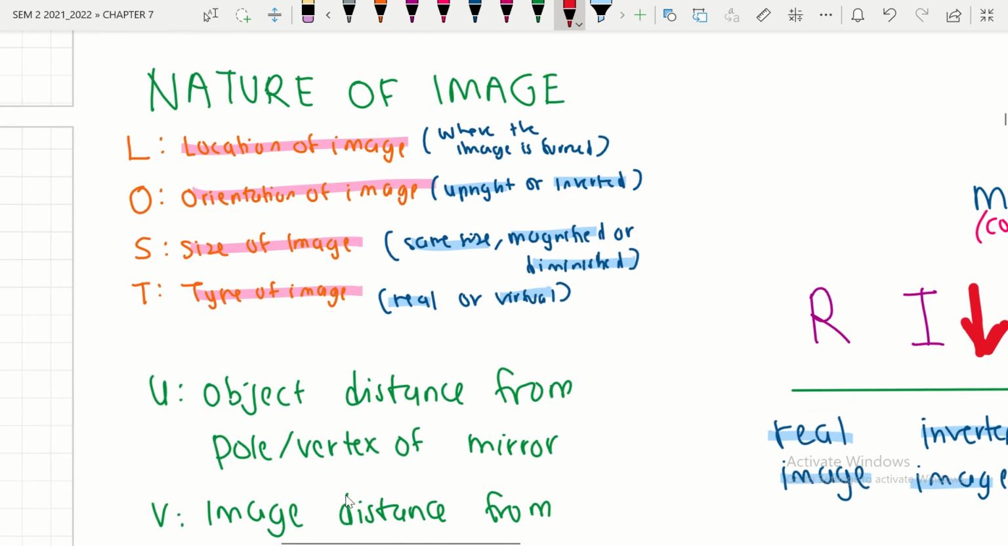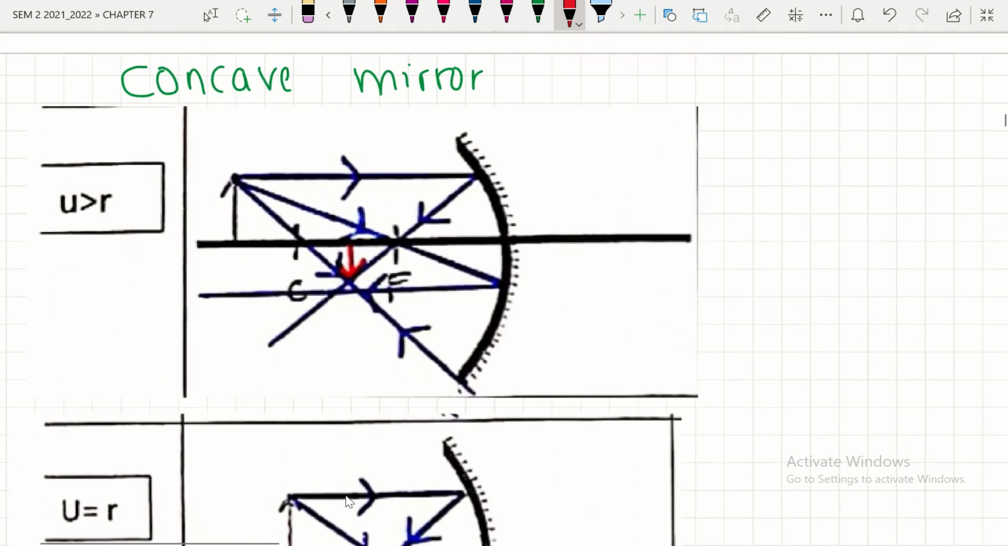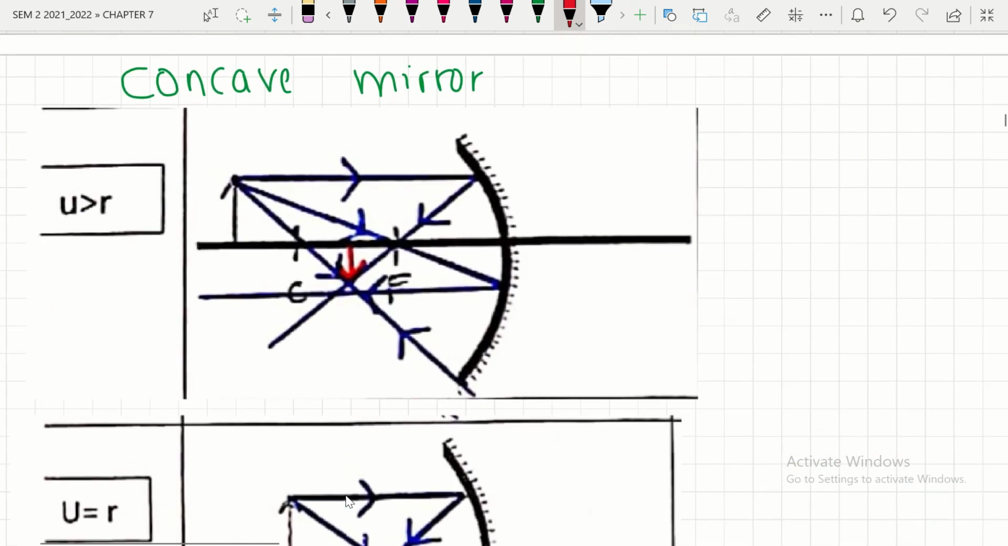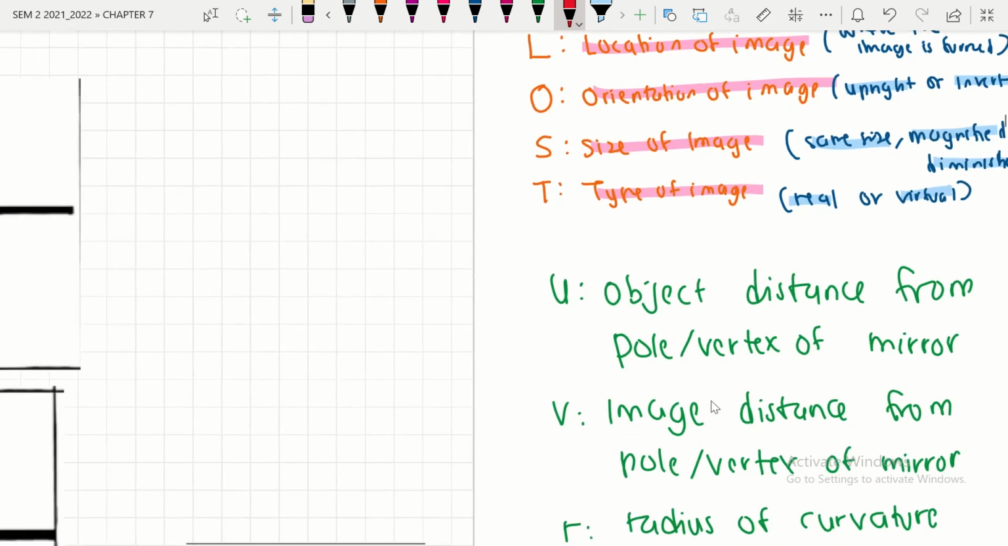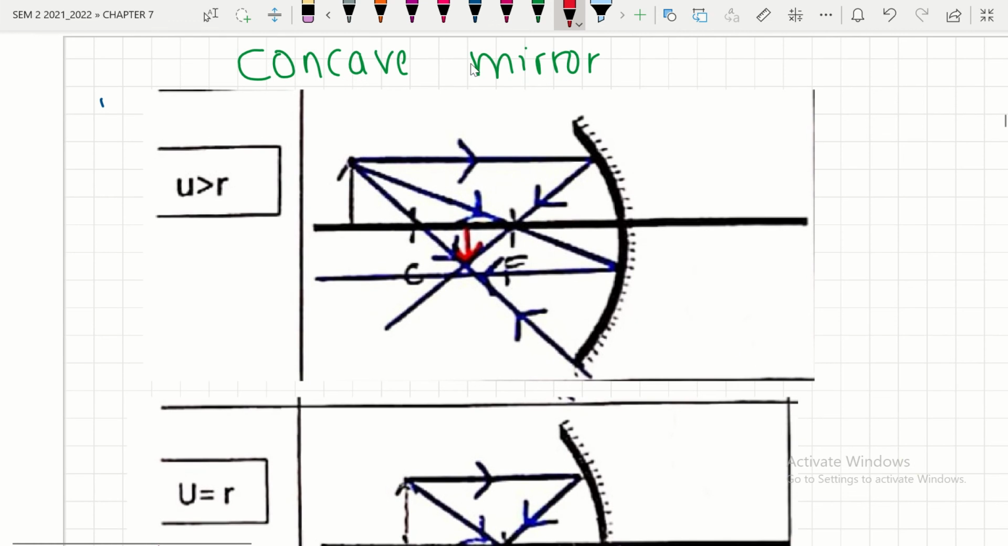Okay, so now Miss akan tunjuk macam mana kita nak draw ray diagrams untuk dapatkan image untuk setiap case. So meaning kita akan letak objek dia dekat distance yang berlainan. Okay, let's start with the first one. Object distance adalah lebih besar daripada radius of curvature. So ingat balik, U kita apa? U kita adalah object distance, R adalah radius of curvature. So maksudnya sekarang awak punya object is beyond C. Object is beyond center of curvature. Jadi nak tak nak awak kena lukis objek awak jauh daripada center of curvature.